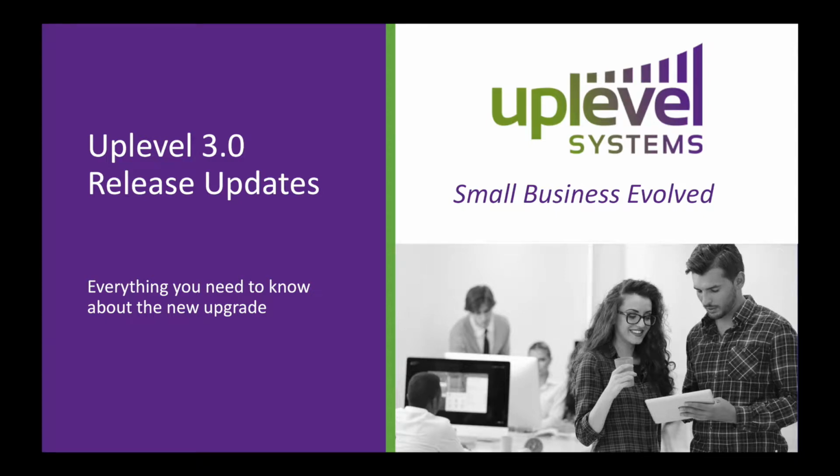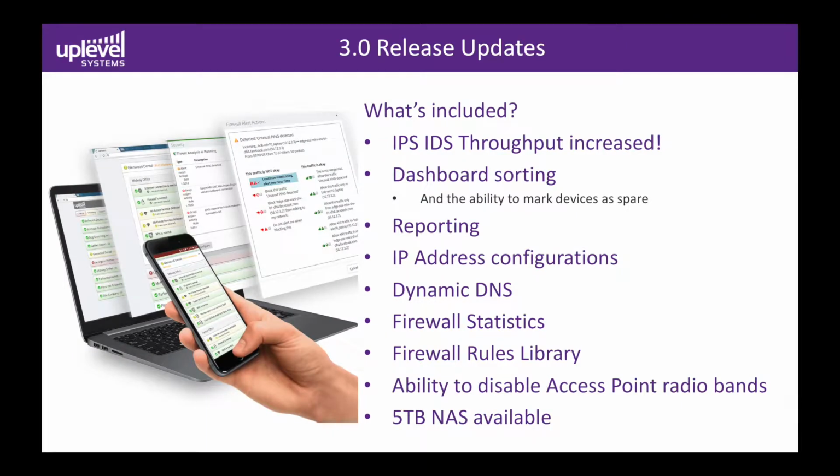Hey everyone, this is going to be a really good overview of the new Uplevel Systems 3.0 firmware release. It will be a really good overview of all of the different features and functionality, both front end and back end. The 3.0 release includes an IPS IDS throughput increase, dashboard sorting, reporting, additional IP address configurations, dynamic DNS features, firewall statistics, firewall rules libraries, the ability to disable access point radios on a per band basis, as well as a 5 terabyte NAS option.